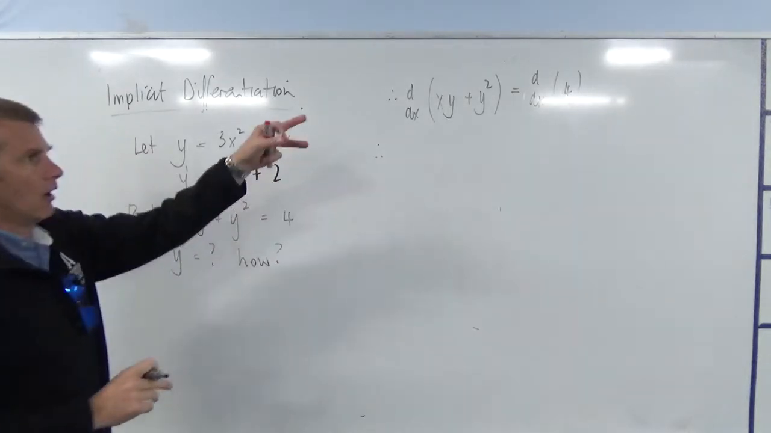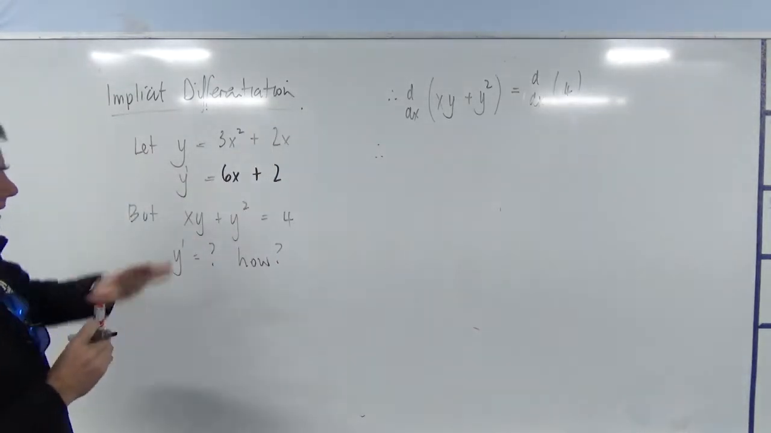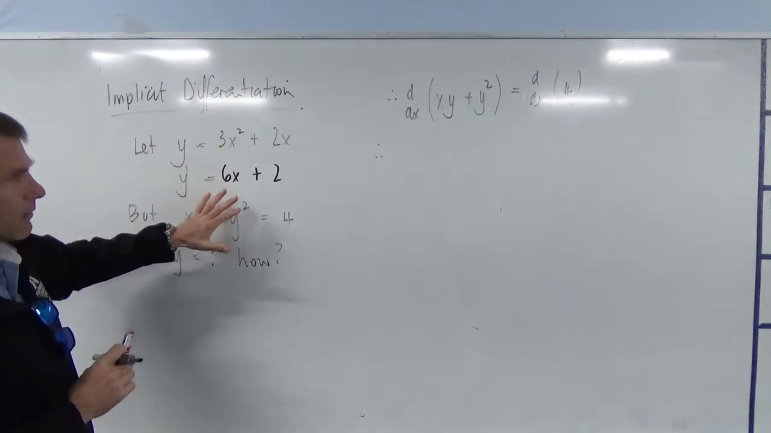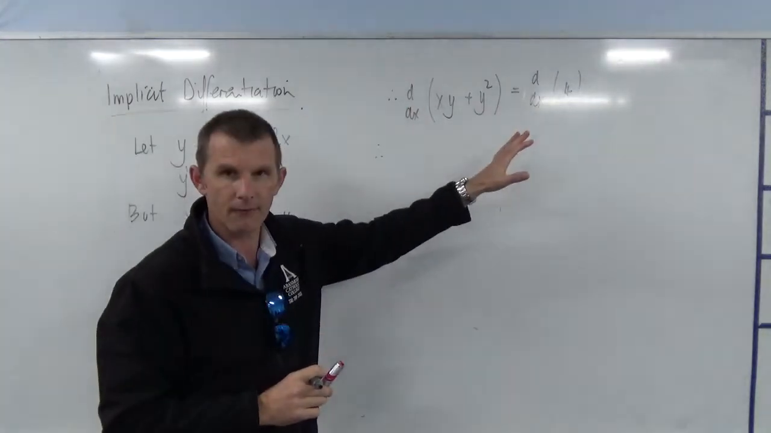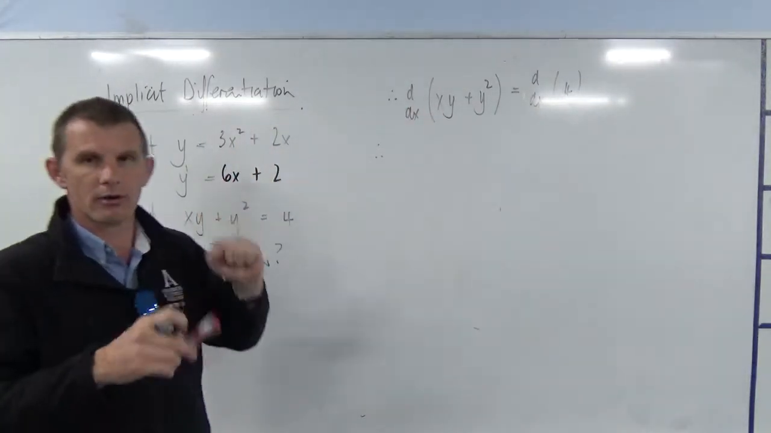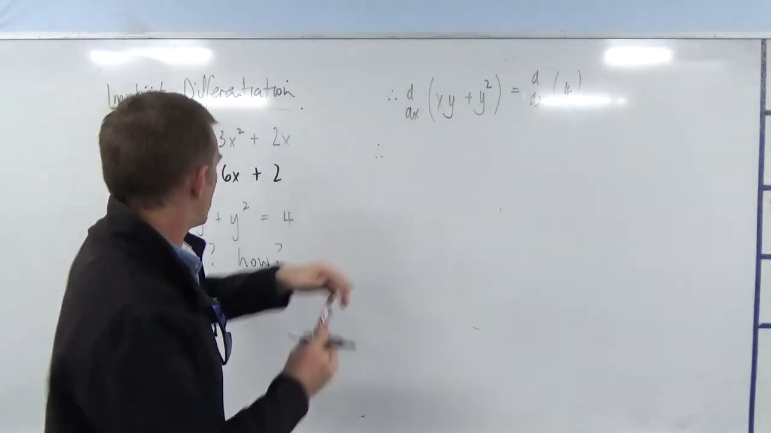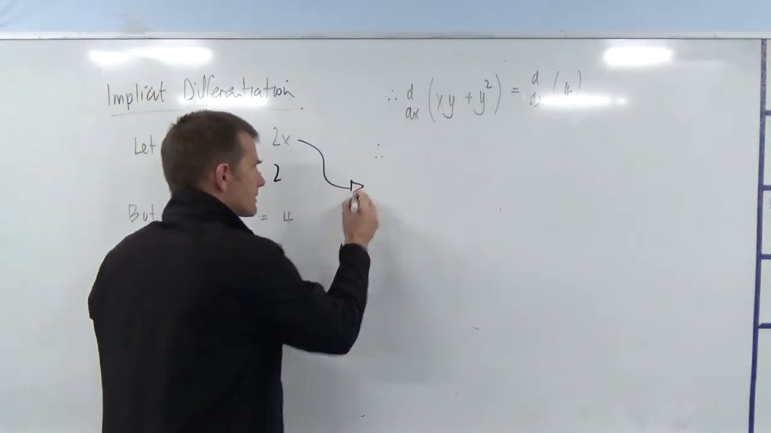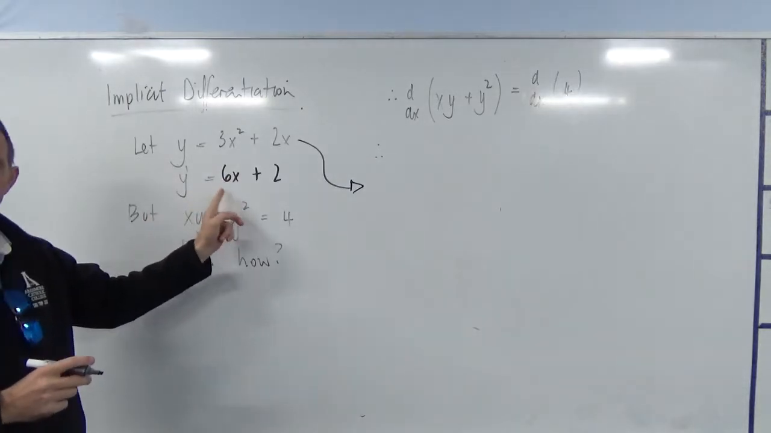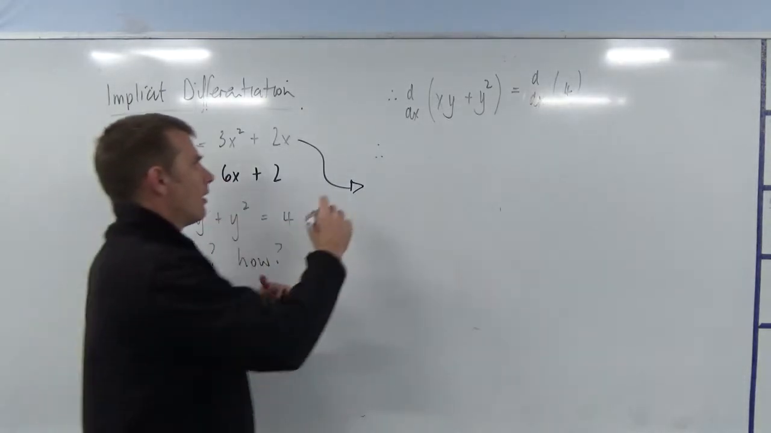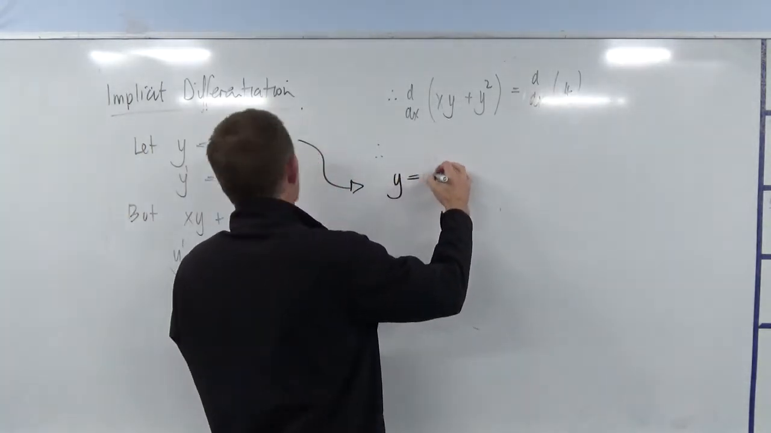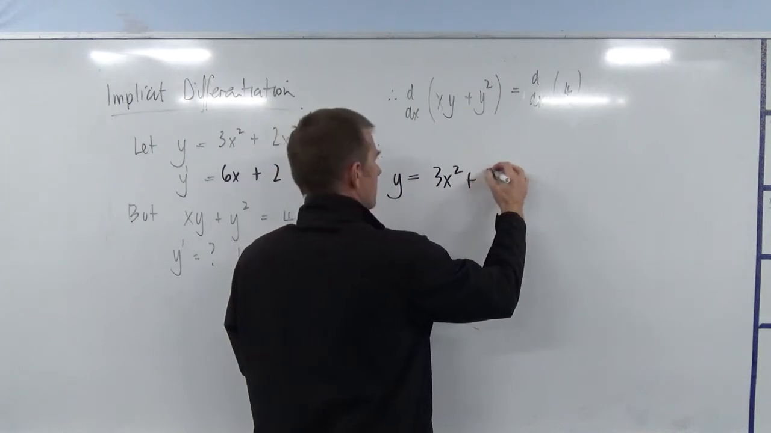I've taken exactly what I had here, and really I've just worded it slightly differently. I've now said I want to take the derivative of both sides. Now before I get there, I want to just talk about this one for a minute and say, how do we actually do this? Well, I'm going to do the same thing. It's y equals 3x squared plus 2x.